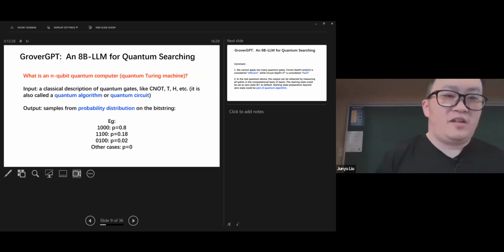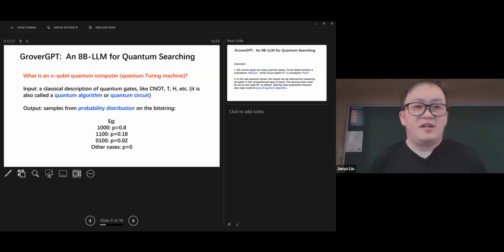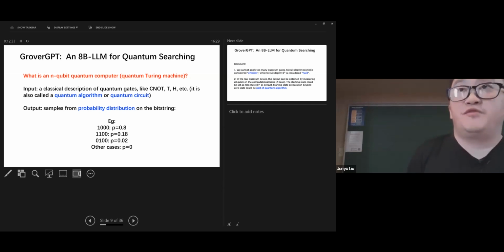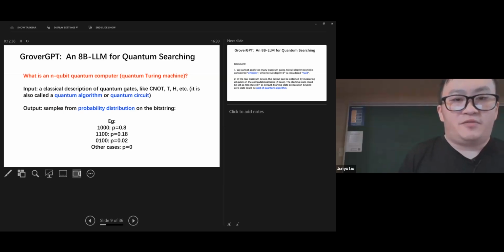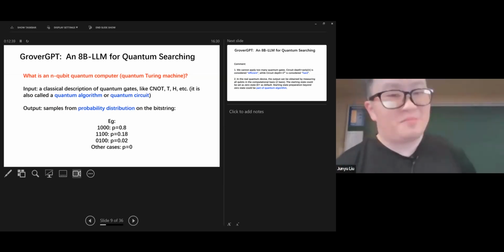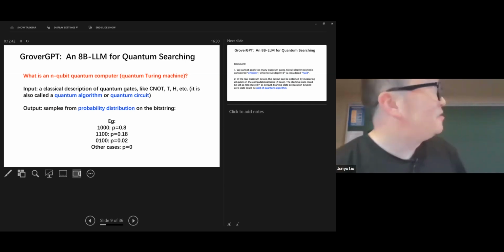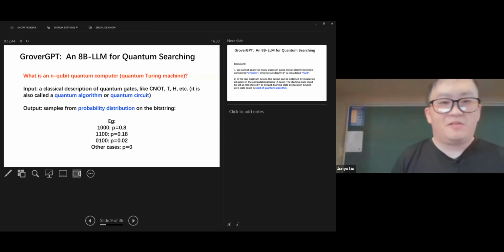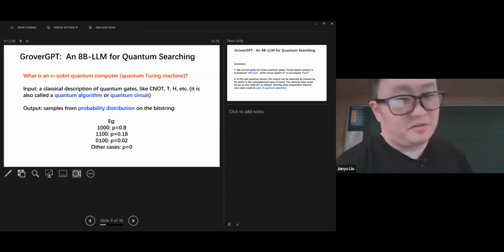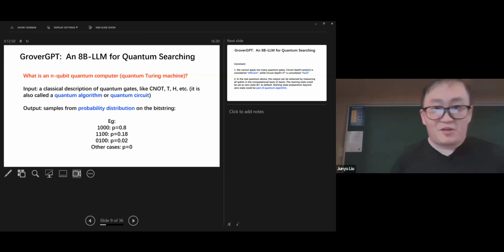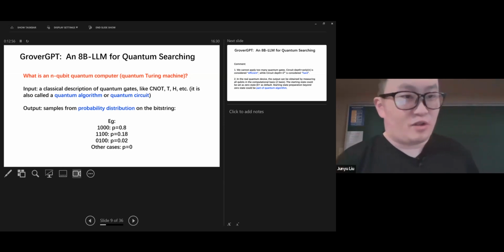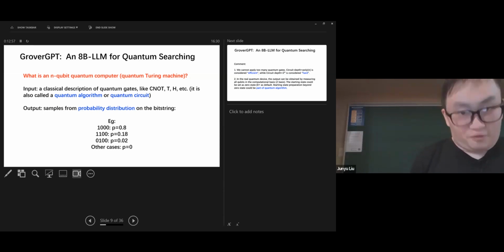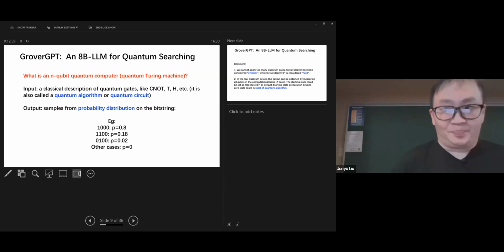And the output is based on quantum mechanics. They are samples generated from probability distributions over every bit string. For instance, here is a very simple example of a probability distribution on bit strings. The quantum machine actually generates samples from it, so technically it can be called a sampling machine. So this is the quantum computer's input and output for universal quantum computing.